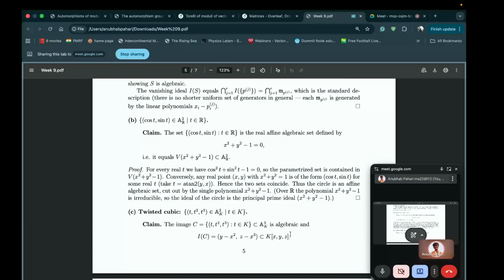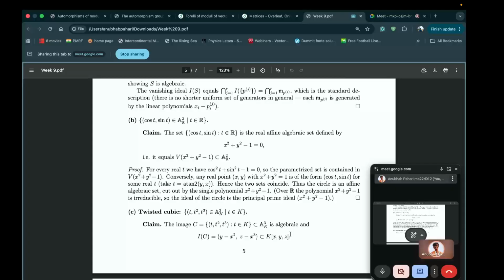Now for every real t, we have cos^2 t + sin^2 t - 1 = 0. So the parameterized set is contained in V(x^2 + y^2 - 1). Conversely, any real point (x, y) with x^2 + y^2 = 1 is of the form (cos t, sin t) for some real t. Hence, the two sets coincide. Thus, the circle is an affine algebraic set cut out by the single polynomial x^2 + y^2 - 1. Over R, this polynomial is irreducible, so the ideal of the circle is the principal prime ideal (x^2 + y^2 - 1).